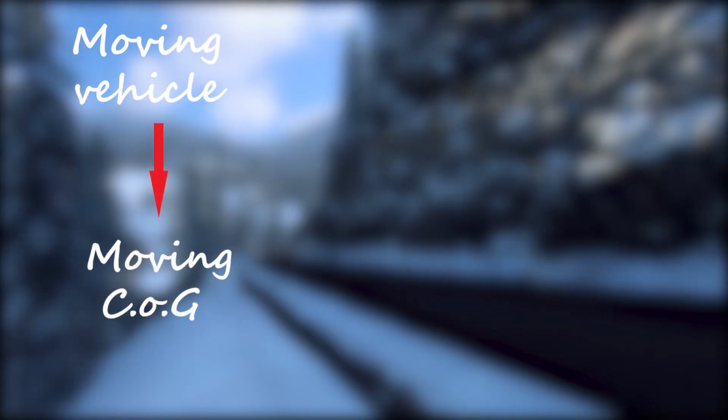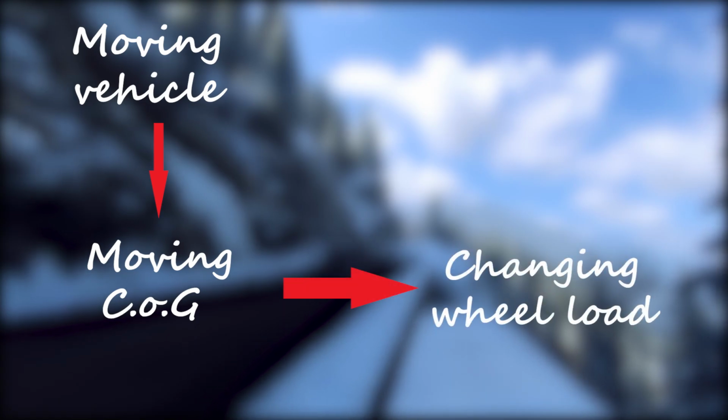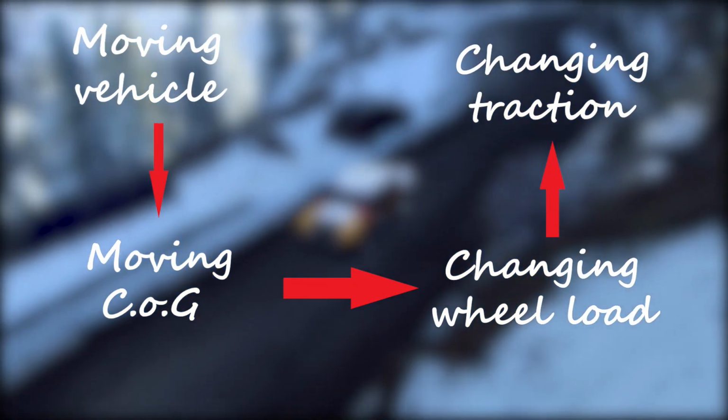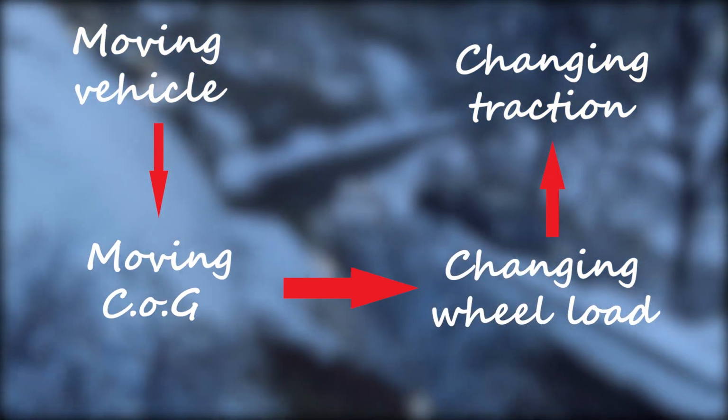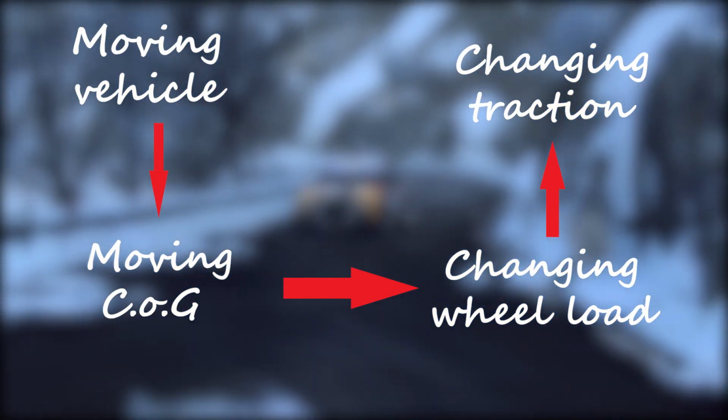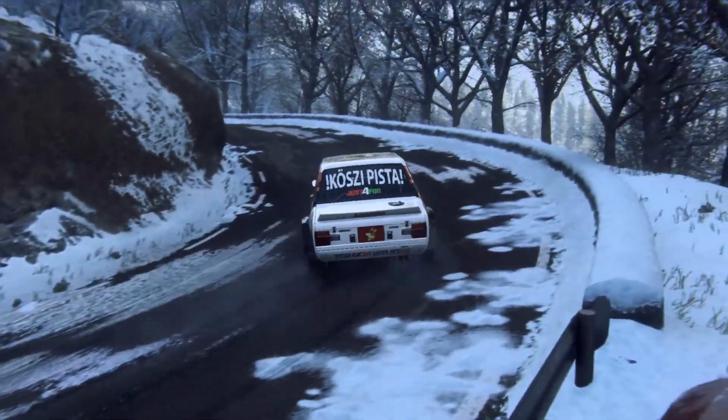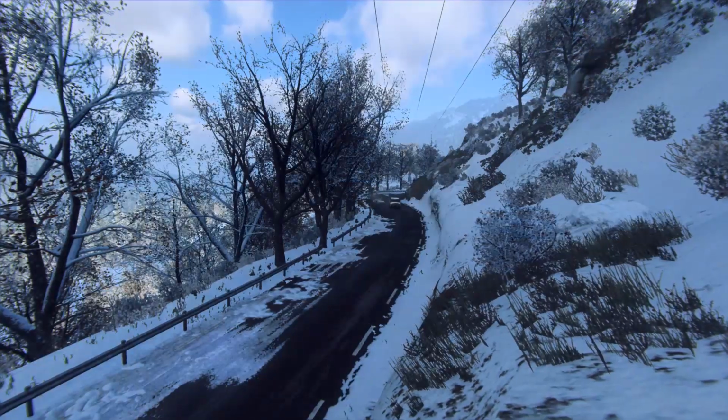To summarize it, if the vehicle is moving, accelerating, braking, turning, the center of gravity will move. If it moves, the actual load of each wheel will change. If the load changes, then the traction of the tires will change, so the maximal transferable force as well. With this minimal knowledge, we can go on to the tricks and tips of rallying.